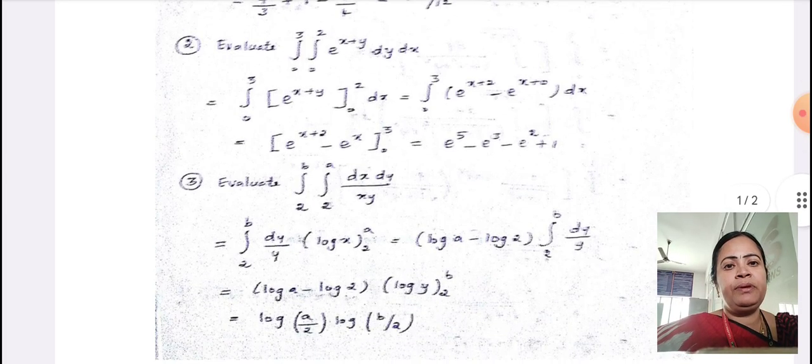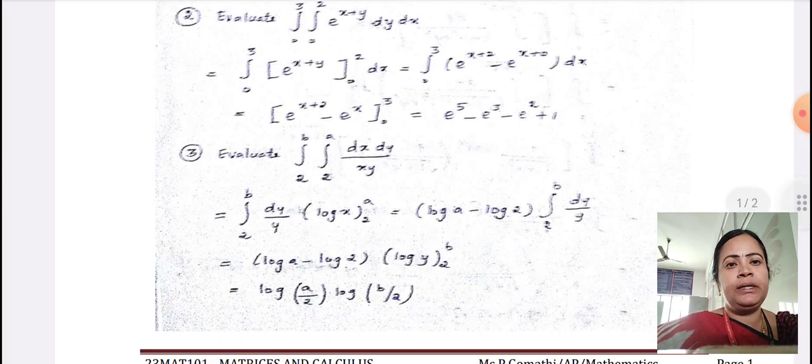Next, the third problem, evaluate integral 2 to b, integral 2 to a, dx dy divided by xy. So first let us split this integral, that is dx by x is one integral and dy by y is the another integral. First let us integrate dx by x. So integral of dx by x is nothing but log x between the limit 2 to a. So when you apply upper limit log a minus the lower limit log 2, which is a constant, let us take it outside. So log a minus log 2 into integral 2 to b dy by y.